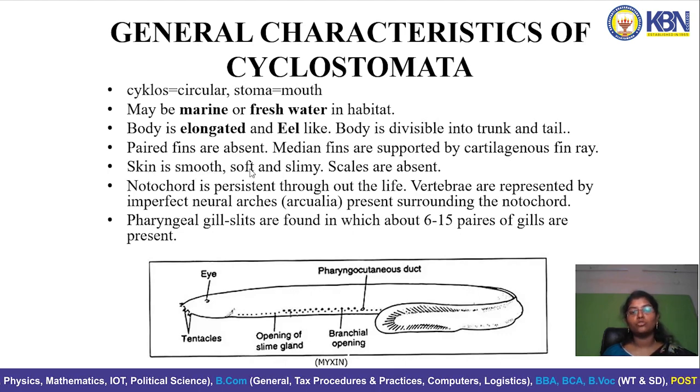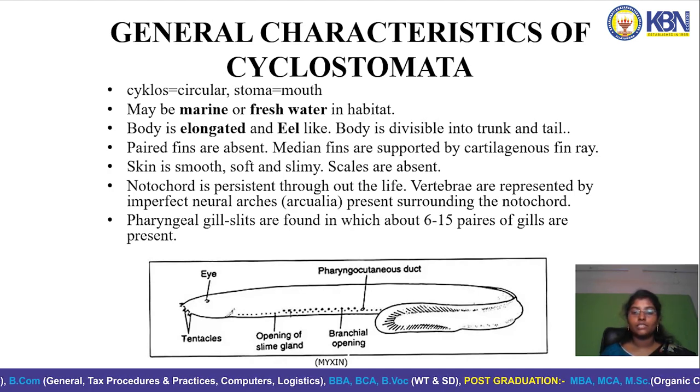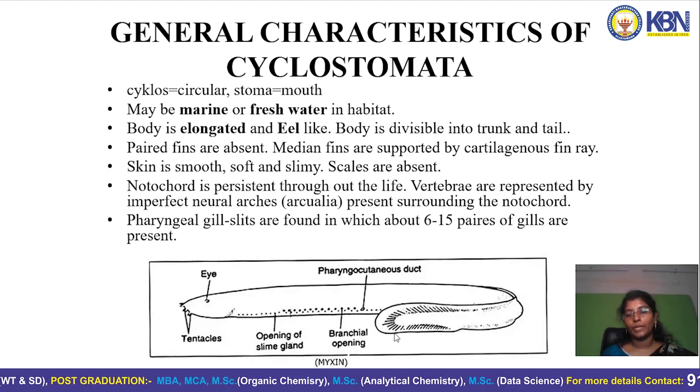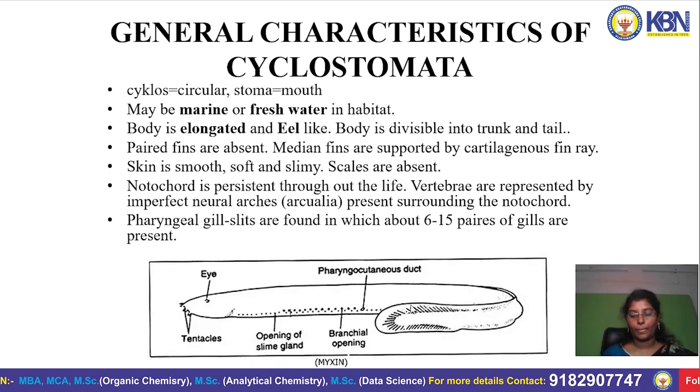We read that skin is smooth, soft and slimy. Slimy means some gelatinous substance is secreted by this animal. So here are the openings of the slime gland. Next, this is the pharyngocutaneous duct, and these are the branchial openings. And this is the tail region of the body.